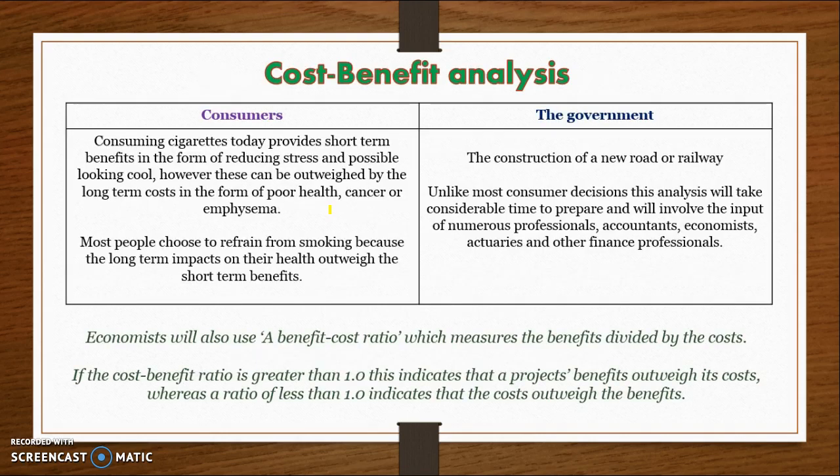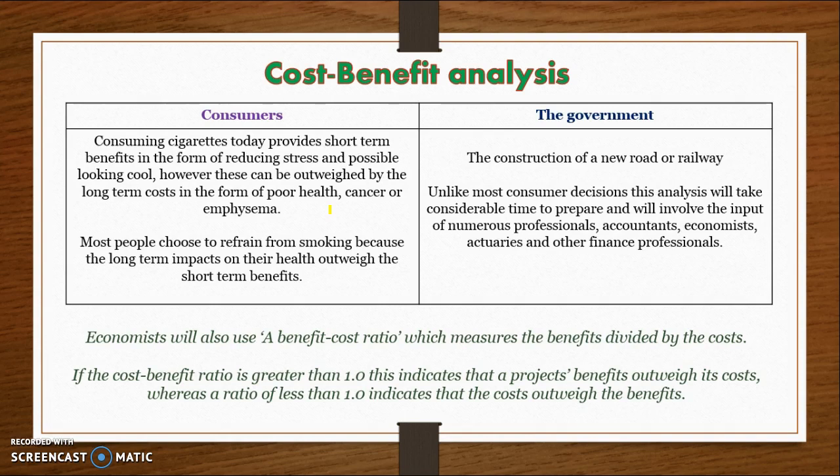Examples of cost-benefit analysis, so for consumers, they might weigh up the costs and benefits of smoking a cigarette. So a cigarette might provide short-term benefits, reducing stress, you might think it makes you look cool, but it can also be outweighed by the long-term costs in the form of poor health, emphysema, can cost you financially if you have to pay for operations. It can hurt your family. So most people refrain from smoking because their cost-benefit analysis says to them that the long-term impacts on their health outweigh any short-term benefits.